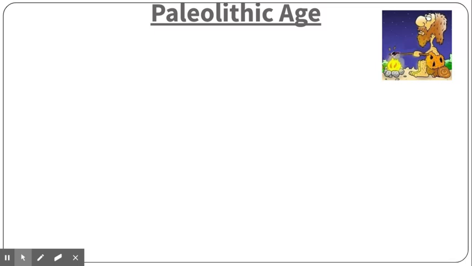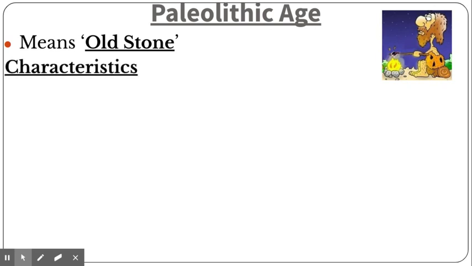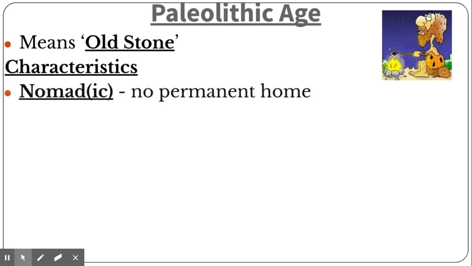You have two major time periods that we need to discuss. First is called the Paleolithic Age. The Paleolithic Age means old stone. During this time period, our ancestors had certain characteristics, and these characteristics were as follows. We were nomadic, meaning that we moved around from place to place. We followed the animals, we followed the seasons.